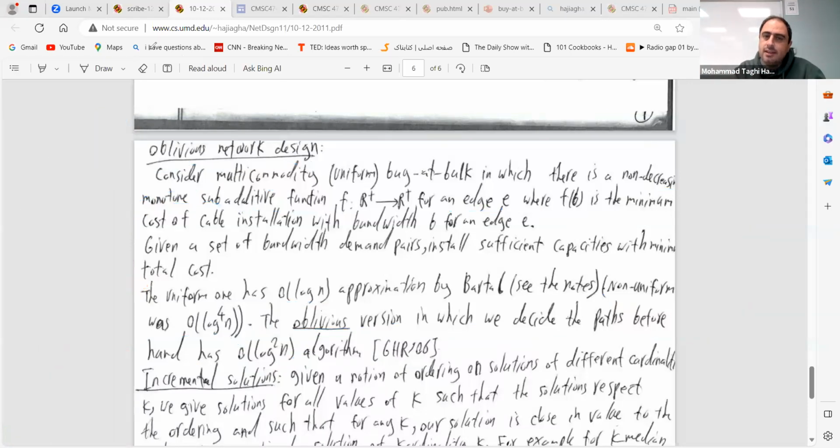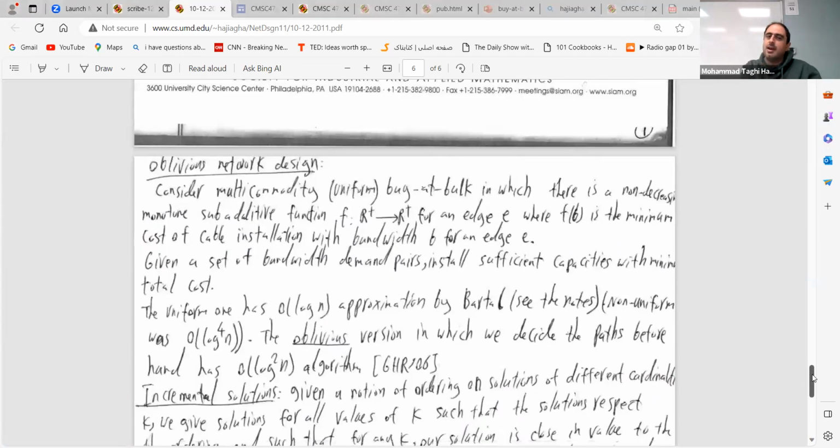Now the next one is another one that is also interesting. So far we have talked about oblivious network design, which means you decide about the path in advance, before the demand. Then we had this universal thing, where an ordering is given to you, and whenever some people are not there, you can just remove some of these things. There is another thing along this line. It is called incremental solutions. This also came out of the same generalization, almost at the same time as well.